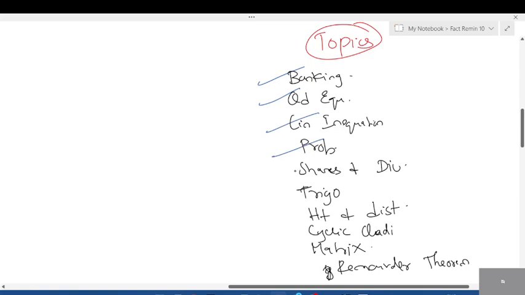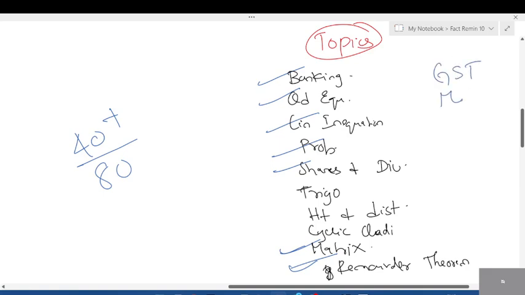No doubts? I'll give a few tough questions, students. Try to solve. Okay. Shares and dividend. Trigonometry. What about matrices? Matrix, remainder theorem. No doubts. Okay. If you are thorough with these chapters, 100% for the final exam, students, just these chapters, out of 80 marks, definitely you will score 40 plus. Only with these chapters. And one more thing, GST, mean.